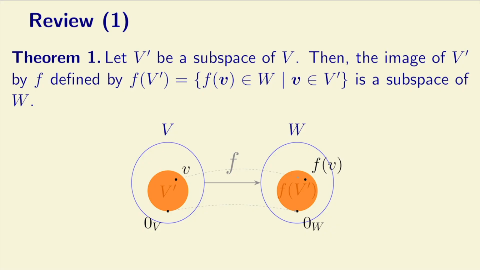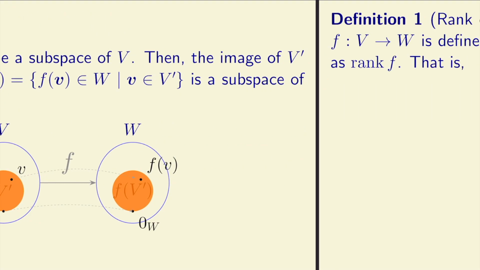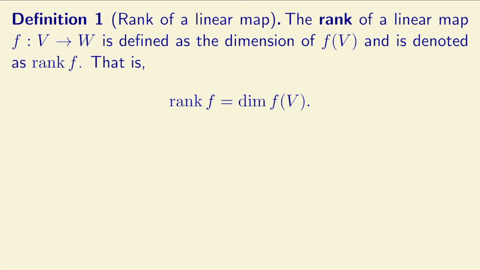Oh, okay. So it's just what you get when you transform the entire subspace V prime with the function F. Yep, exactly. And the theorem says the result is still a subspace. Okay, the next page defines the rank of a linear map. It's called rank F, and it's the dimension of the image of V under F. So rank F equals dimension F of V.